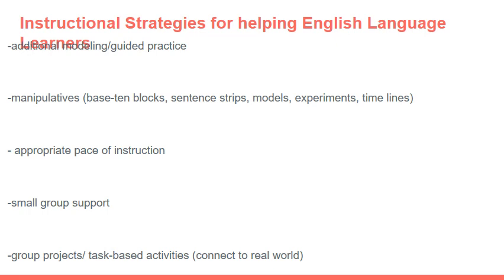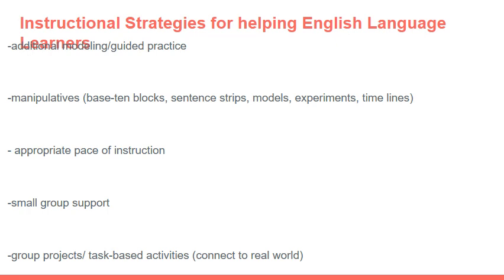Moreover, you could adjust your pace of instruction to ensure that all students can comprehend what you're saying. So you could slow down, especially during difficult parts, and pause regularly and check for understanding to make sure that students are keeping up with you and understanding what you're saying. You could provide small group support for students so that they receive lower student to teacher ratios and more individual support.